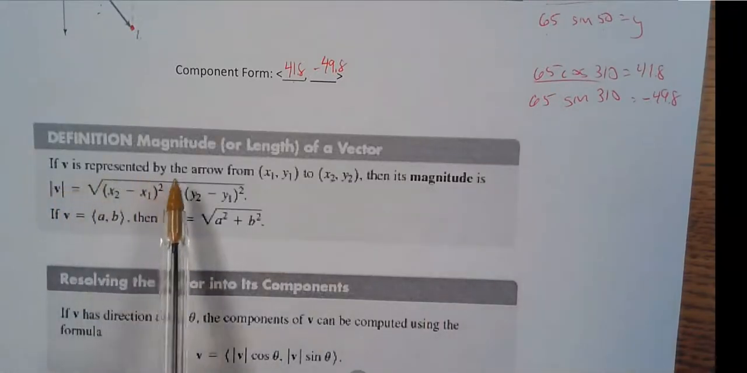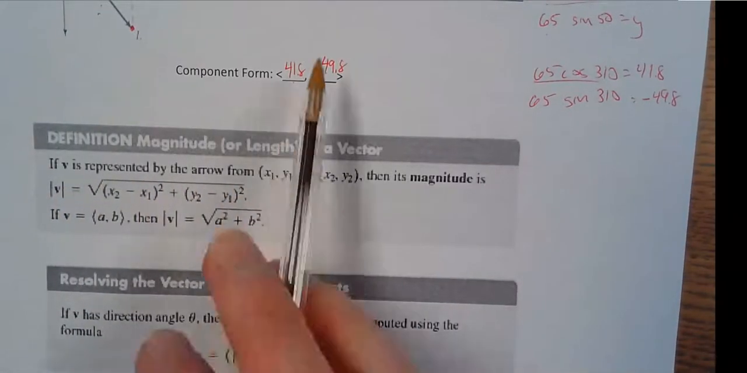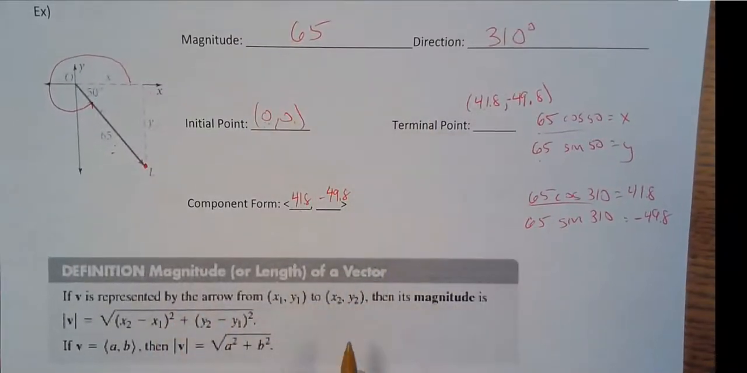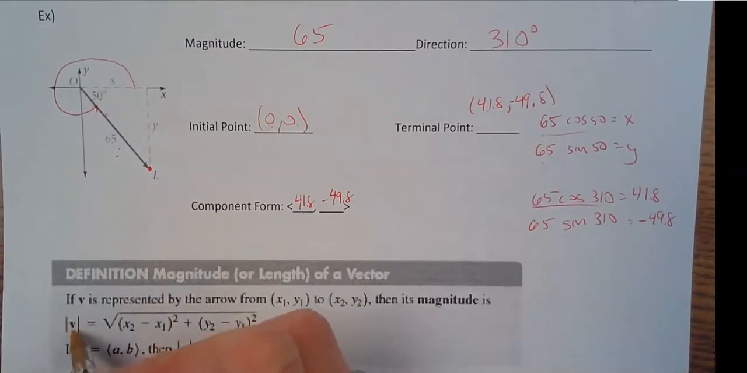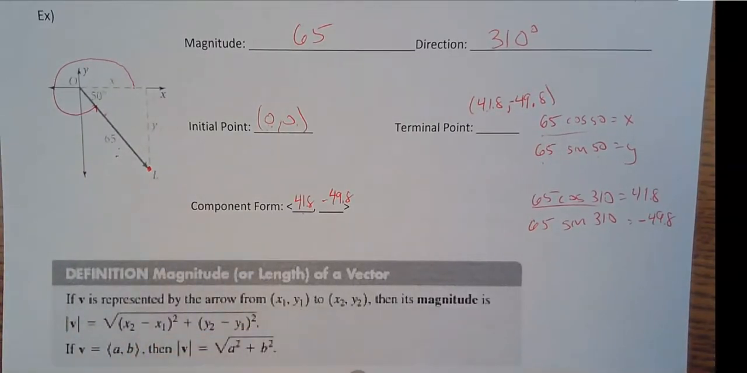Just some things here. If v is represented by the arrow from this point to that point, then its magnitude would be this, which is just the distance formula. And we put these lines around it. That's not absolute value, that means magnitude. Okay, so that's our magnitude.